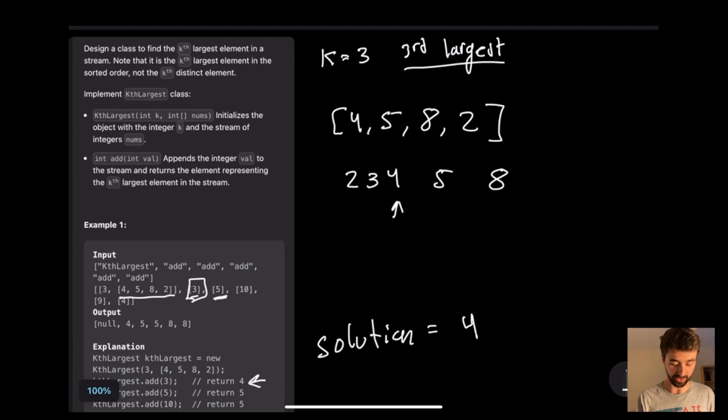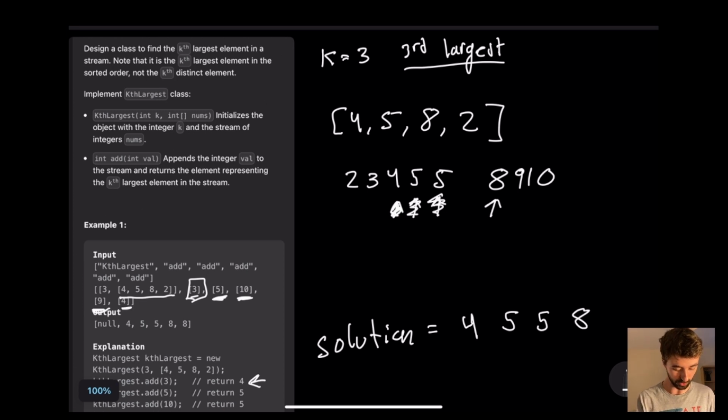Okay, so what do we add next? We add 5. 5 can go here. And in this case, the 4 is no longer the third largest value, but the 5 is. So we return 5 for the next one. Then we add 10. 10 would go here. And now the arrow moves, but if you notice it stays at 5, it just moved to a different 5. So we return 5 again. Then we add a 9, which goes right in there. And now the third largest value is 8.